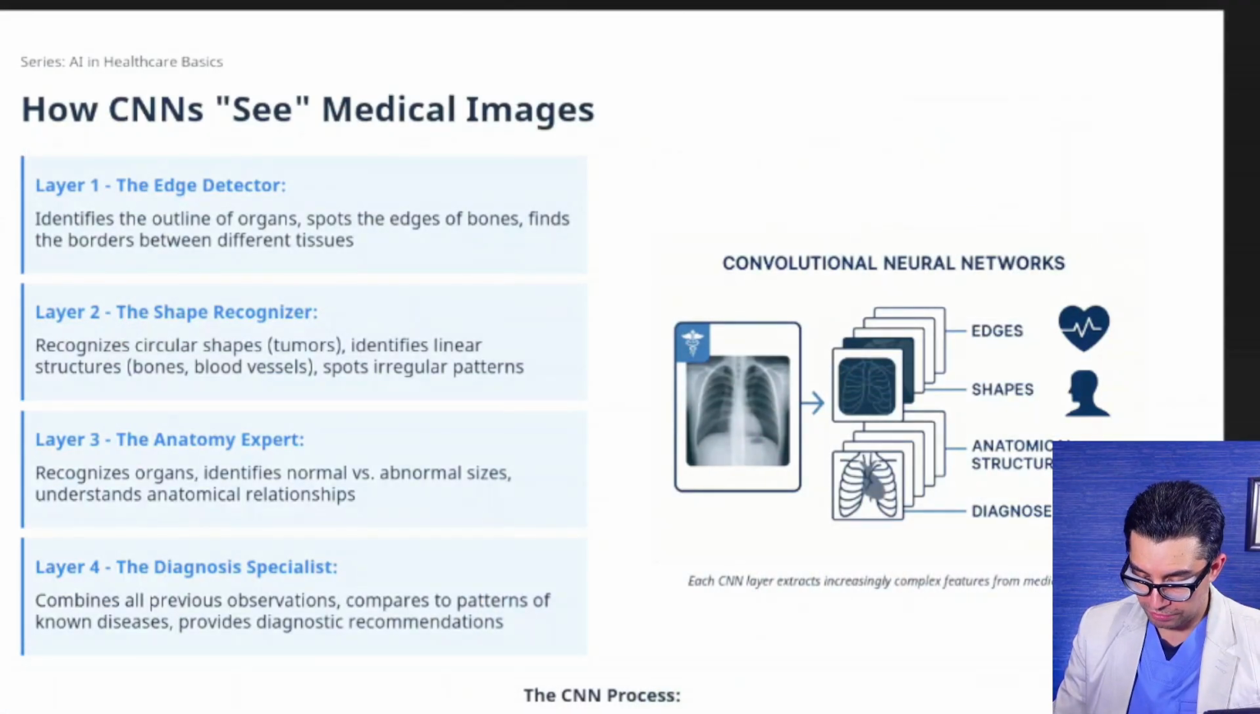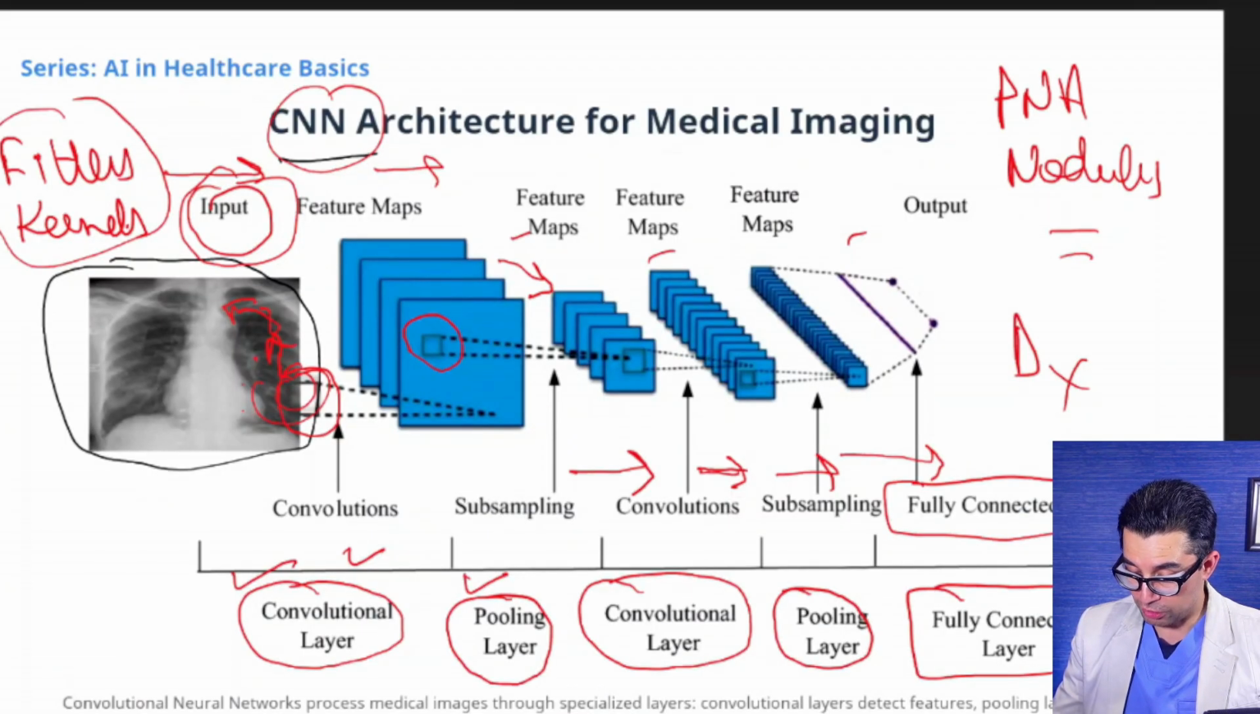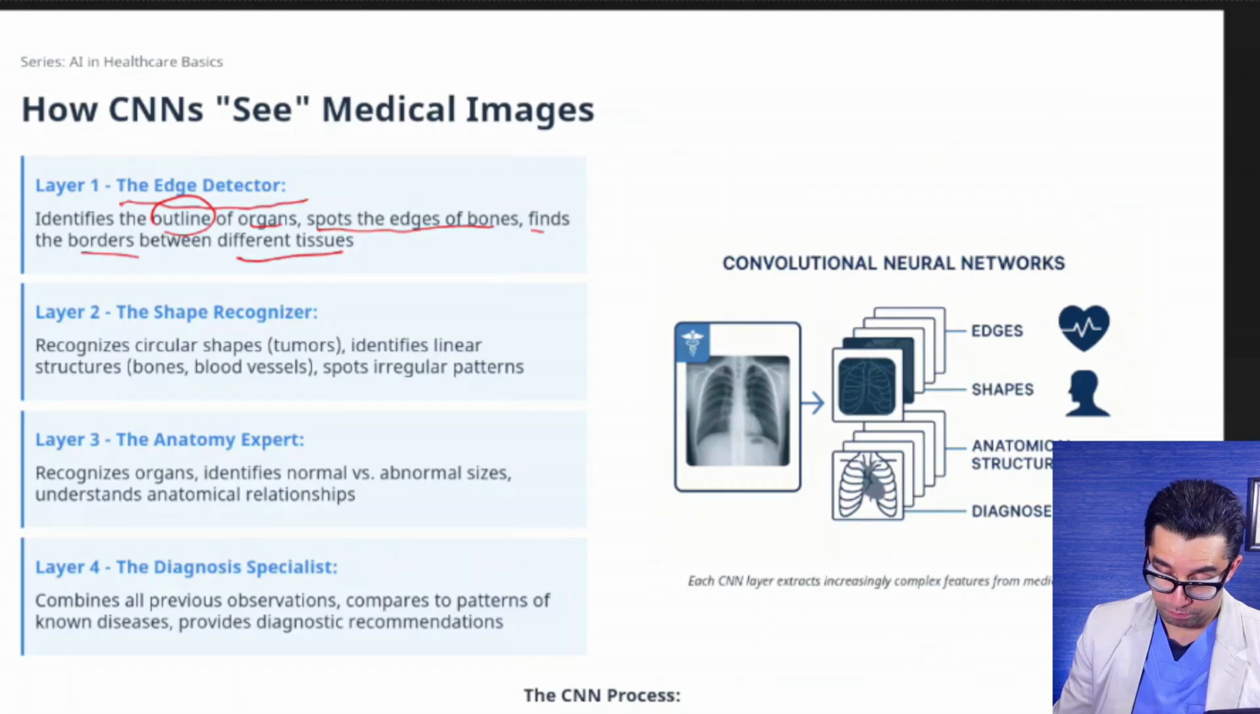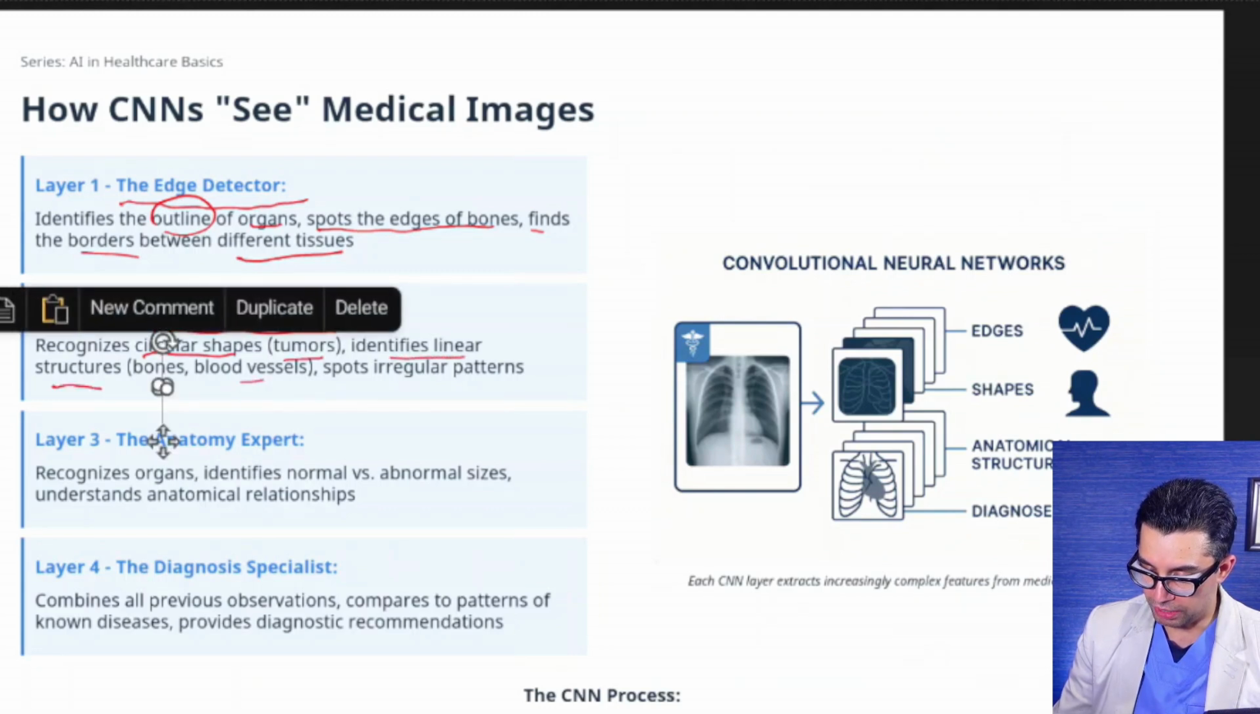All right, so we talked about different layers, right? So if we go back to our main diagram over here, we had different layers as you see over here. And each layer has a specific function in a way. So let's say, for example, one layer would be the edge detector, identifies outlines of organs, spots the edges of bones, finds borders between different tissues. Then the second layer, for example, would be a shape recognizer. It recognizes circular shapes such as tumors, identifies linear structures such as bones, blood vessels.